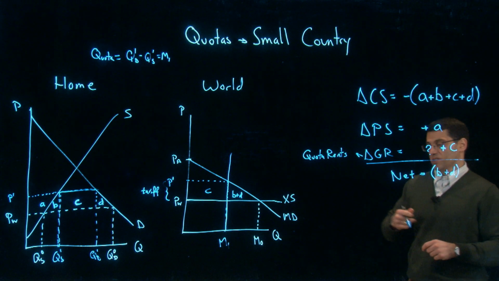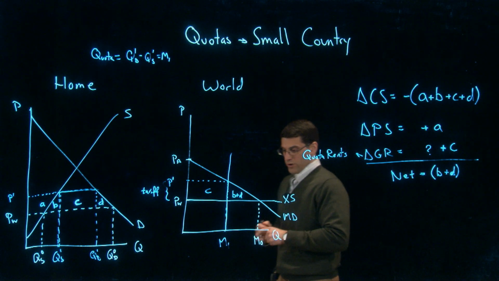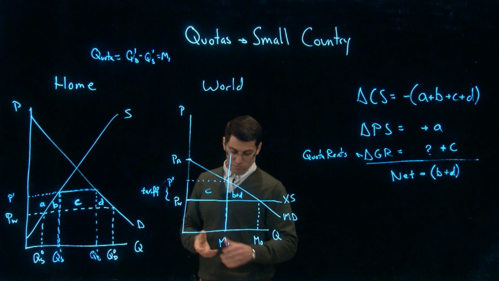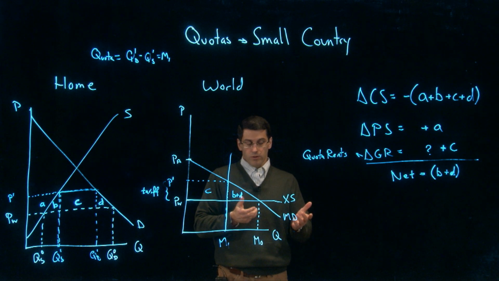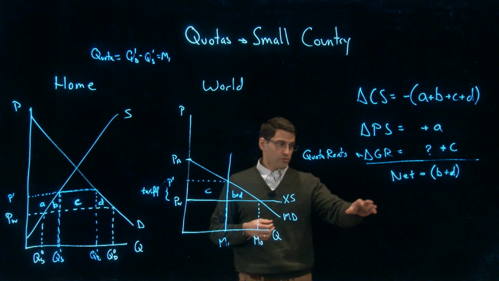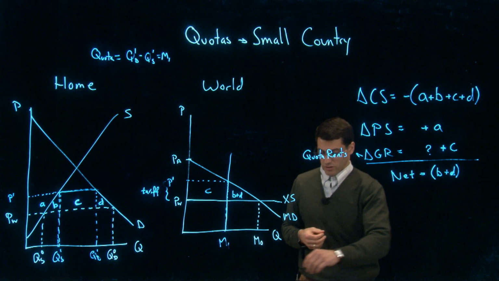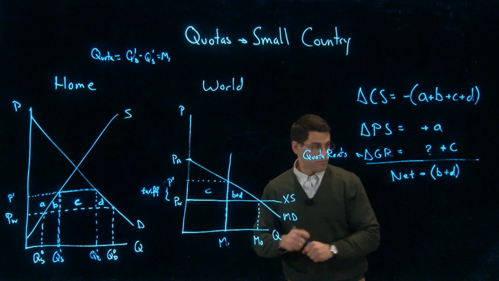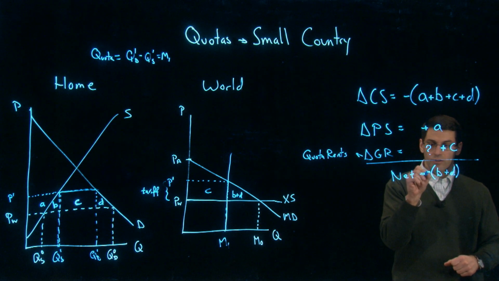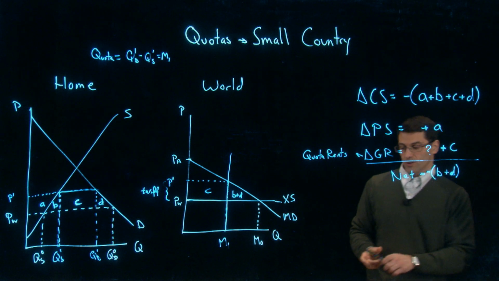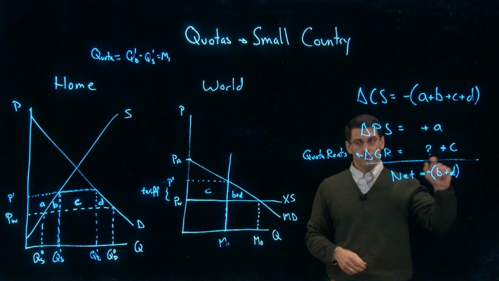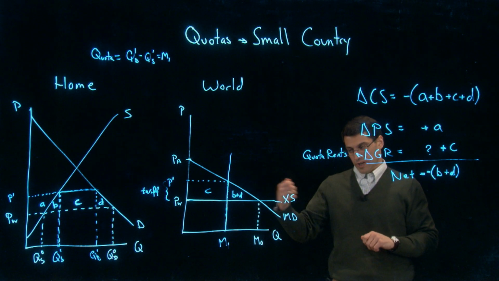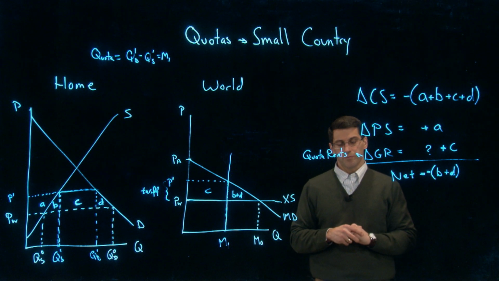The government, instead of just handing out the import licenses, is auctioning them off. So again, from a net welfare perspective, no difference. It's still a loss of B and D. The difference is in who gets C. If the government's auctioning off the licenses, they get the quota rents. If they're just handing them out, they go to the importers.